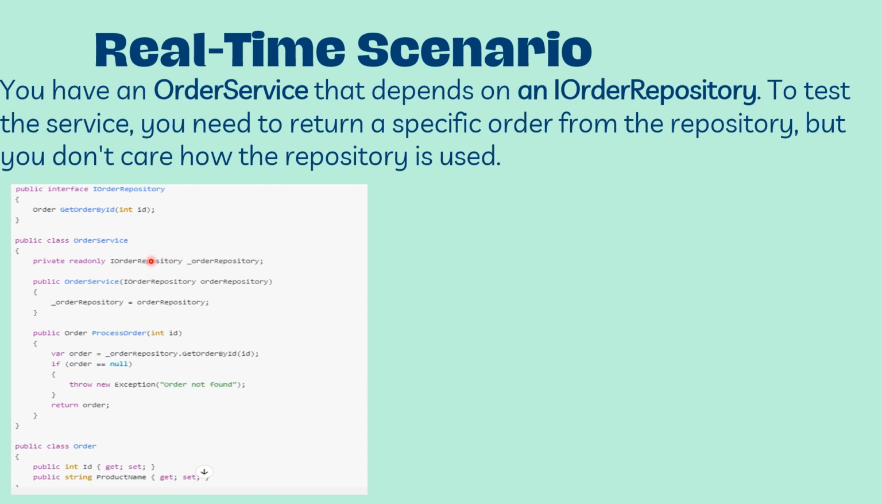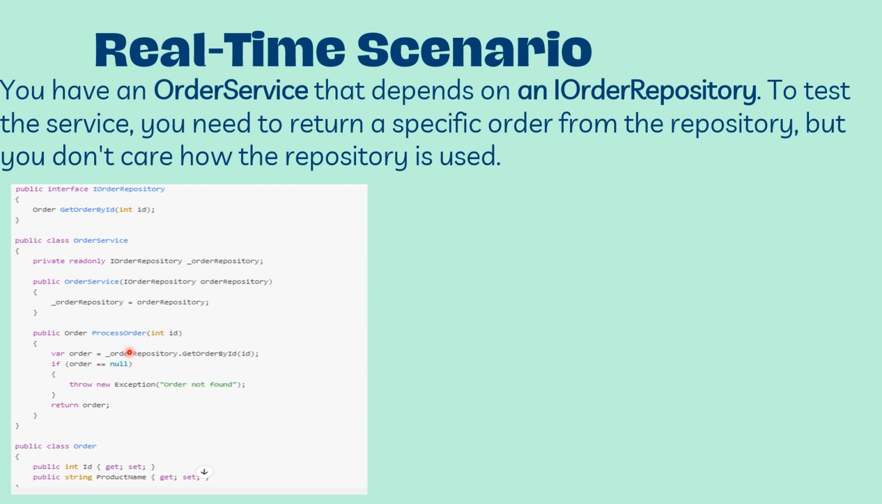So if you have used Entity Framework or any other database, you might have used it, right? So here what we are doing is that we have a get order by id, and get order by id is also used by this order service to get order and process order, right? So if you see, this process order is taking an id, getting that order and returning that order, right?